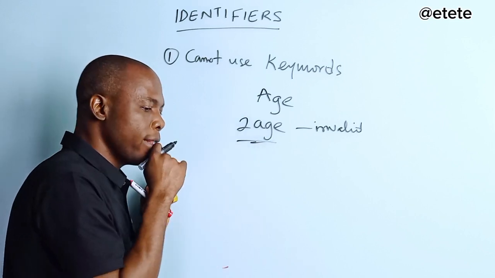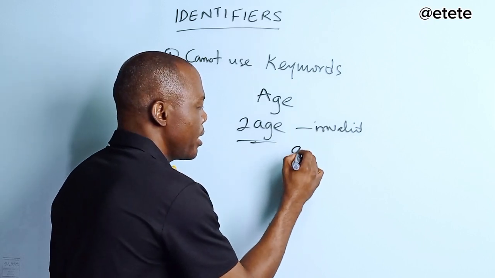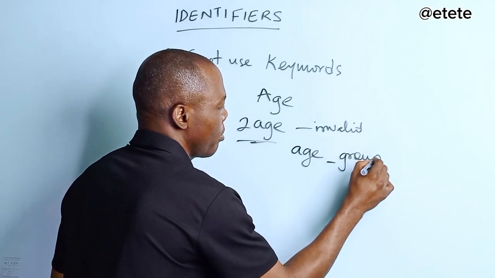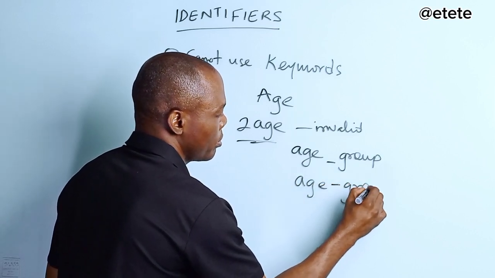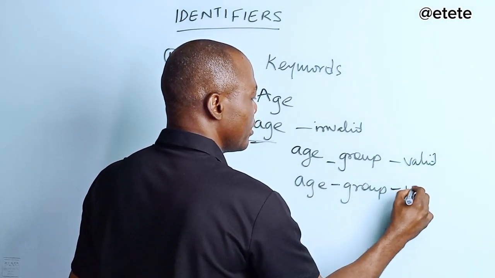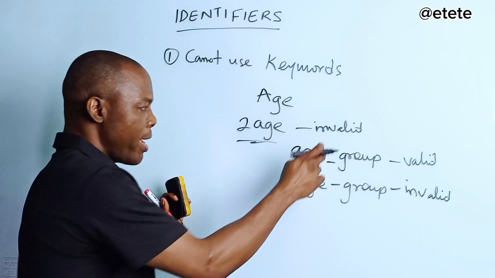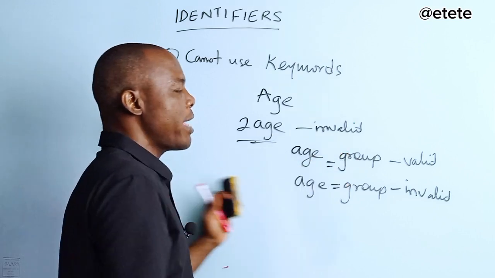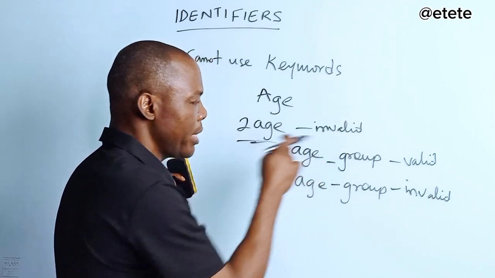And you can say age_group with an underscore, but you cannot say age-group. This one is valid. This is invalid, right? Why is this one valid? This is an underscore. This is a dash. So you can't name an identifier like this, but you can name it like this.